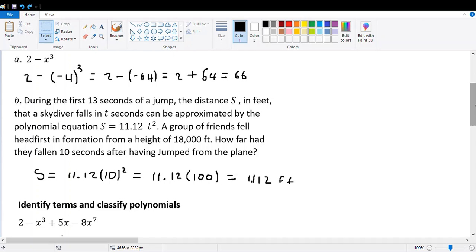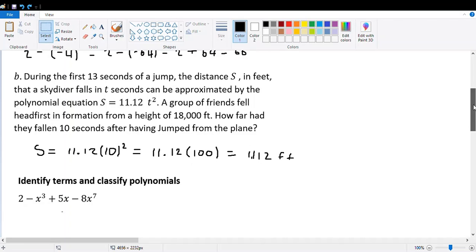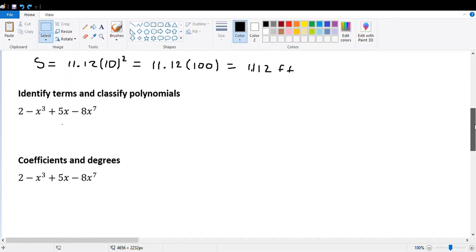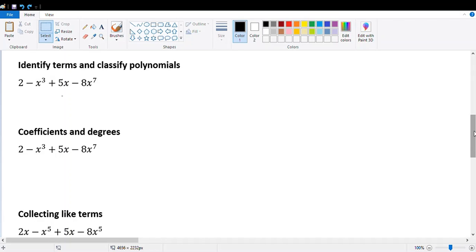Okay. Another thing that is important is to identify terms and classify polynomials. How can we identify terms? When a polynomial is written using only addition, the monomials being added are called terms. Okay? In other words, very simple. When we identify each part, each monomial of the polynomial, that is a term.